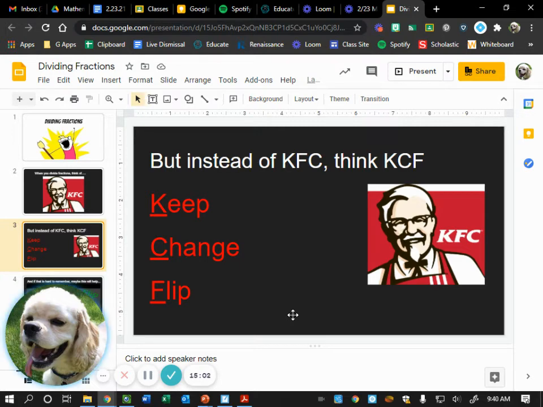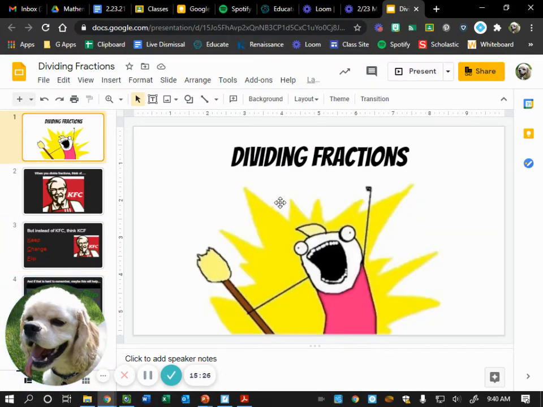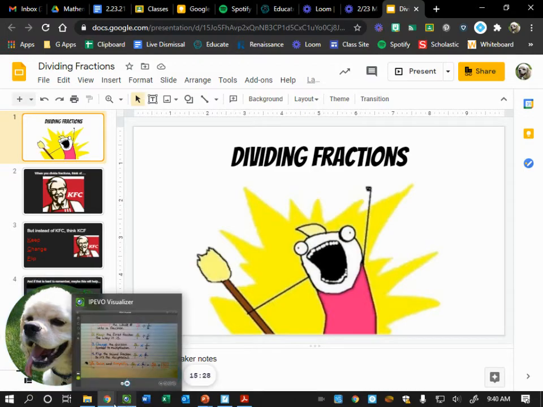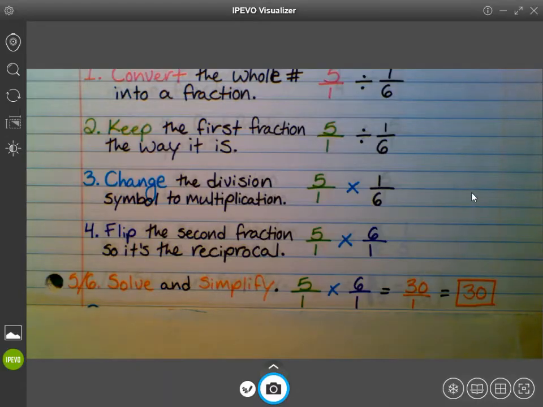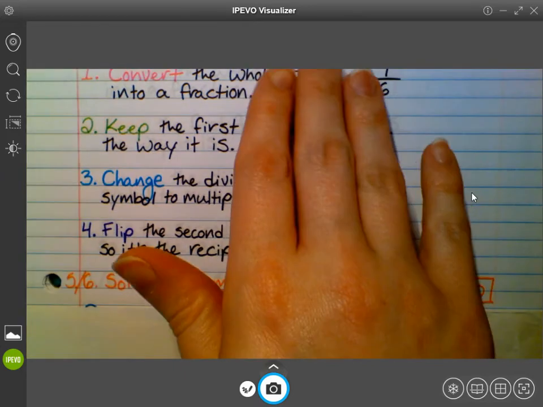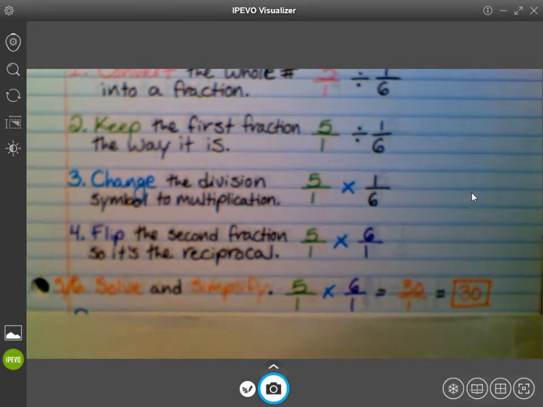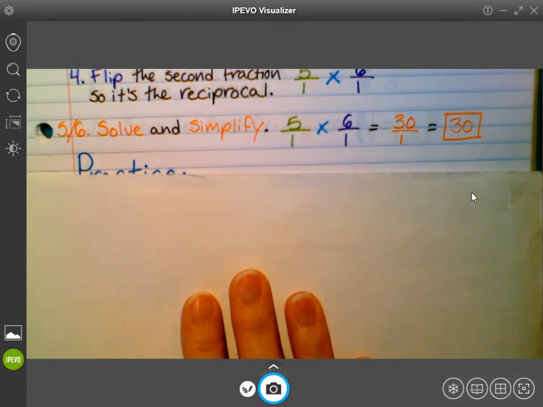Nice. All right. Are we ready for some practice problems? Okay. I see some people finishing up their notes. Yeah, I've used this in the past, and this is how I started off. Dividing fractions. Okay. Let's go back to our note page. Practice problems. So you are going to follow these steps for these problems. Let's label our practice section.